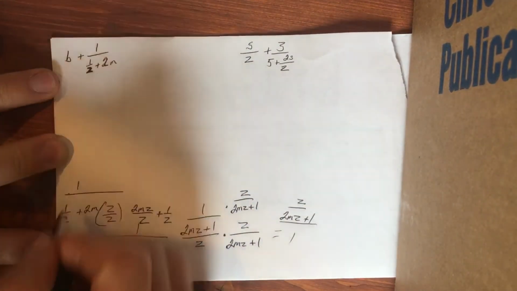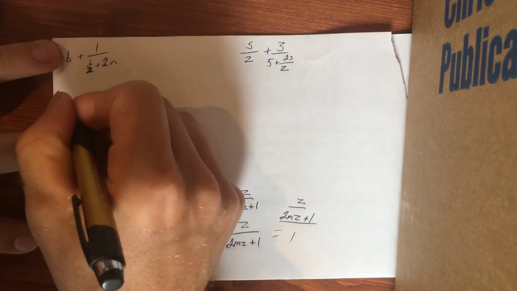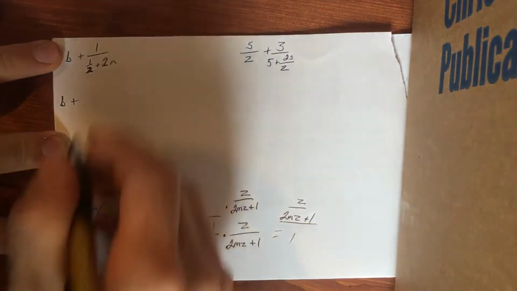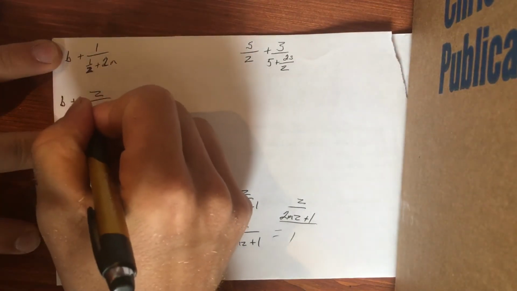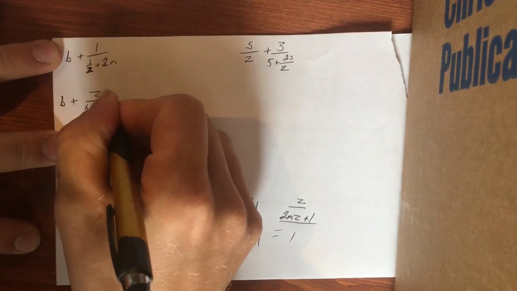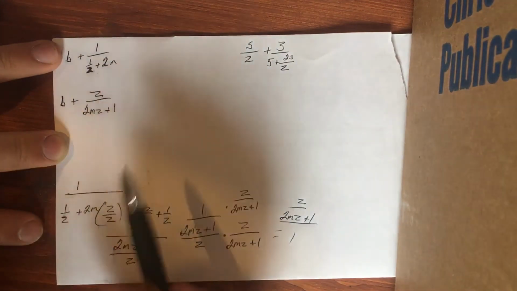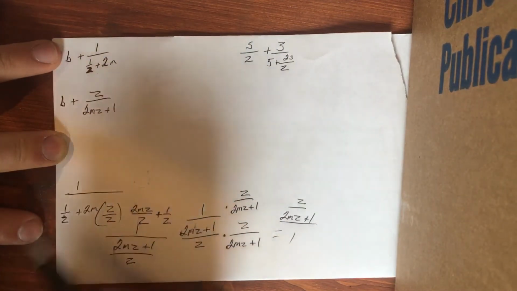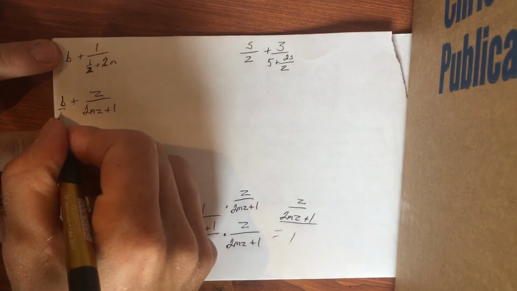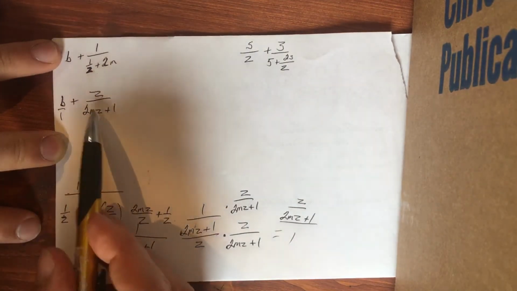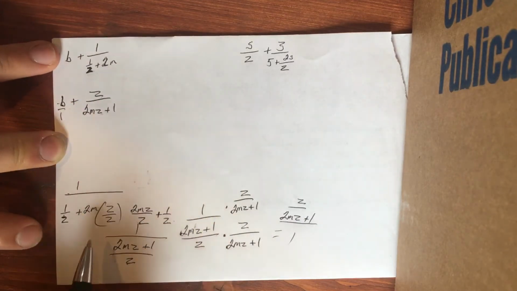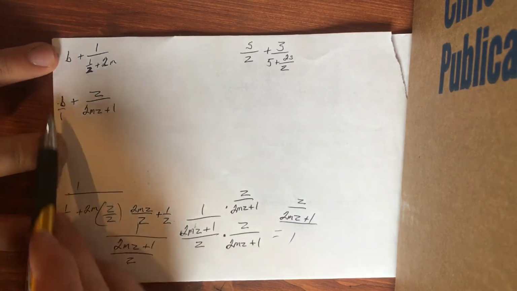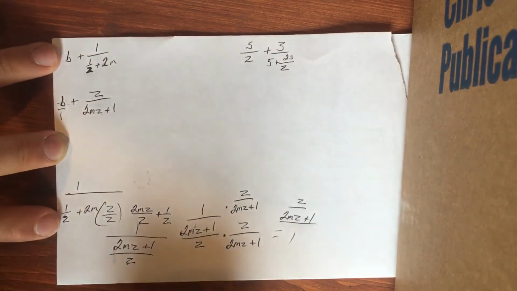So now I'm going to copy it down and show that now we have b plus this answer here, z over 2mz plus 1. Now, how do we add b to this? b is over 1, of course, so we can go b over 1. So what we need to do is multiply this guy by this denominator, so we have like denominators, just like we did down here.